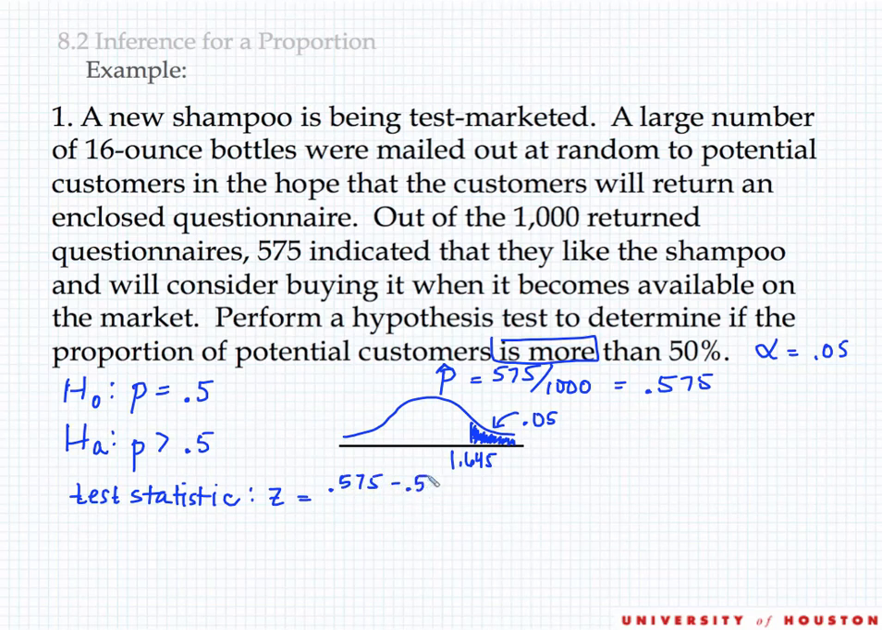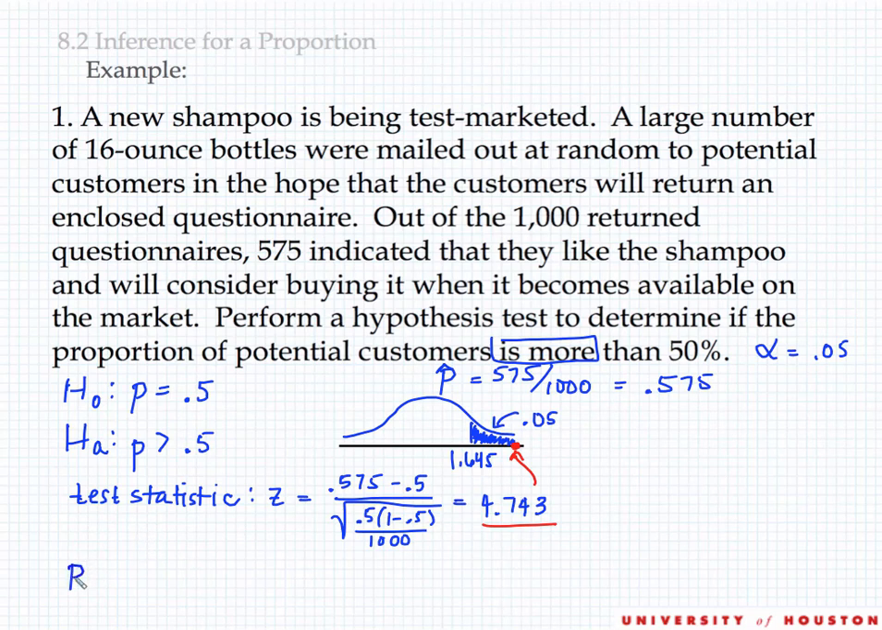minus our p naught divided by the square root of p naught times 1 minus p naught over our n. This comes out to be 4.743. If I graph this value within this rejection region, it would be very far to the right and in the shaded region. So we can see that we will be rejecting the null.